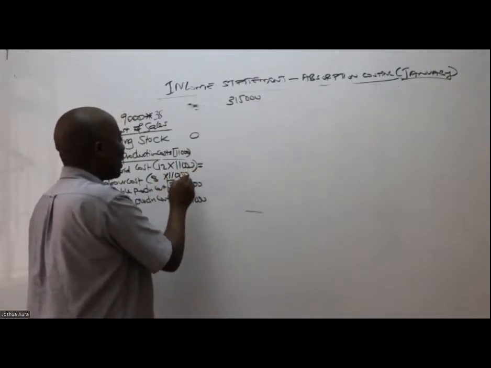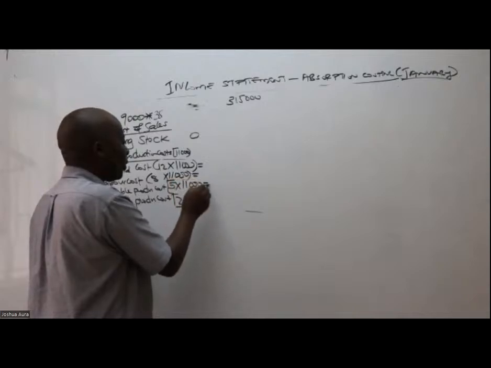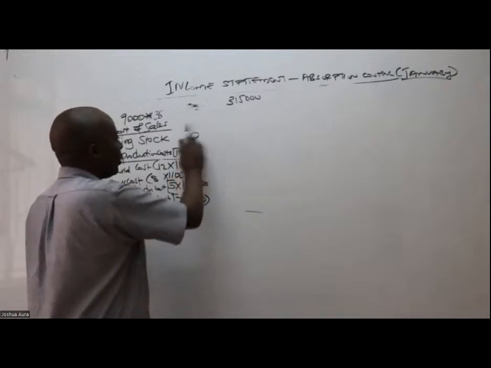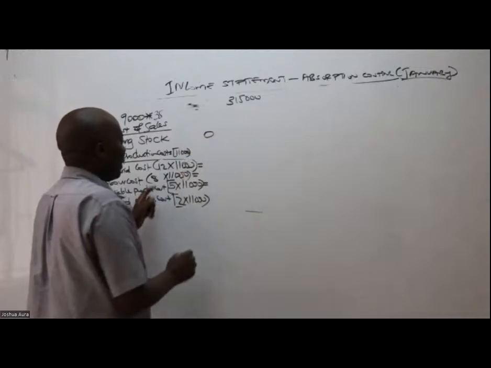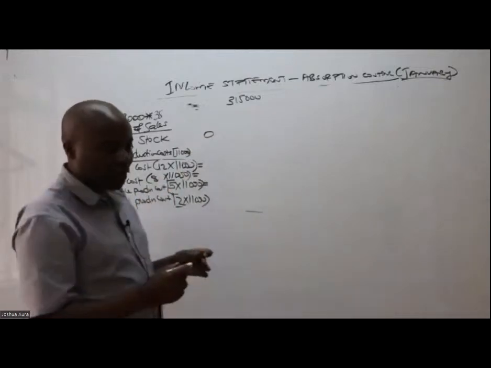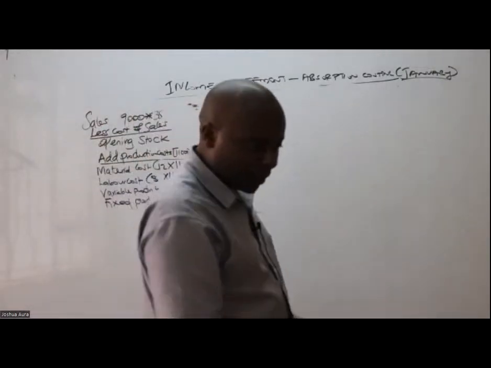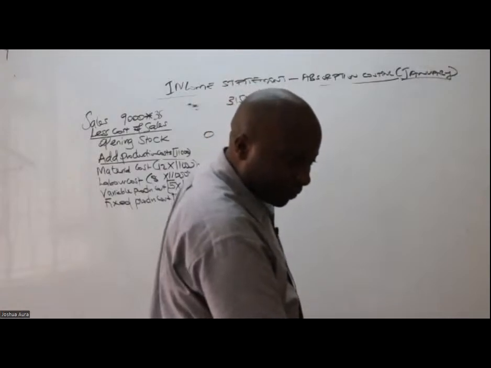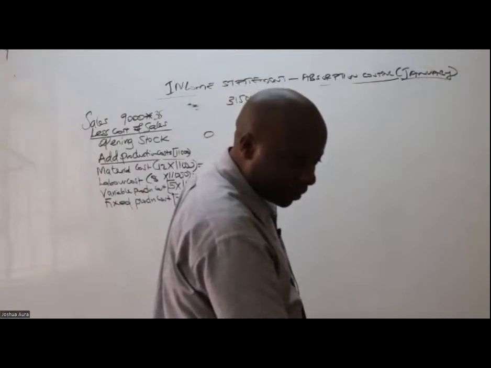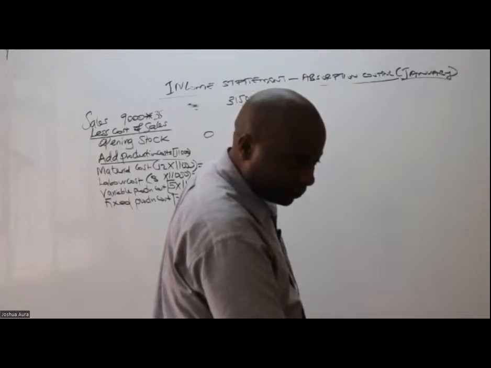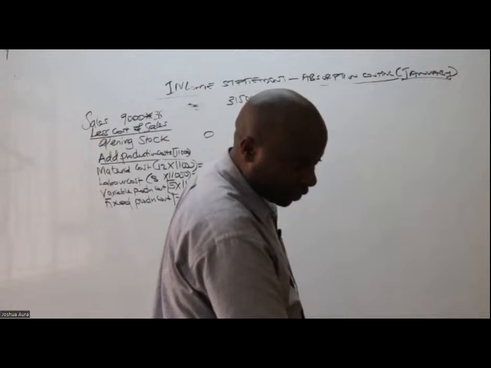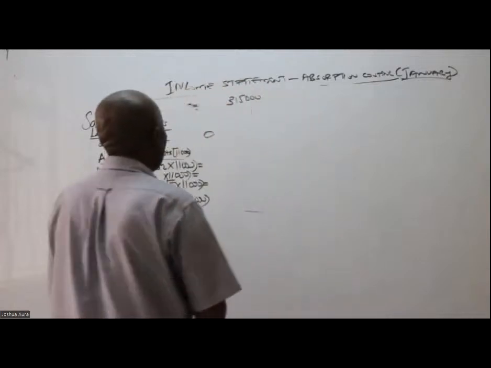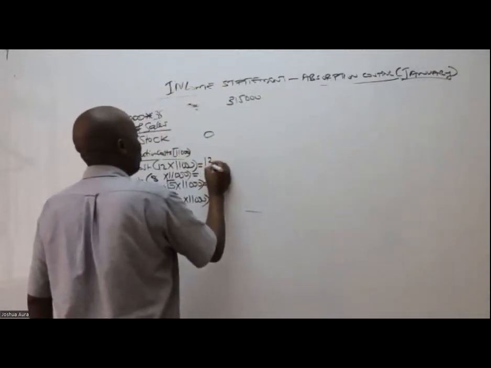Could you kindly give me these figures now? We don't want to miss out on anything. So 12 times 11,000 is 132,000, right? So we have here 132,000.